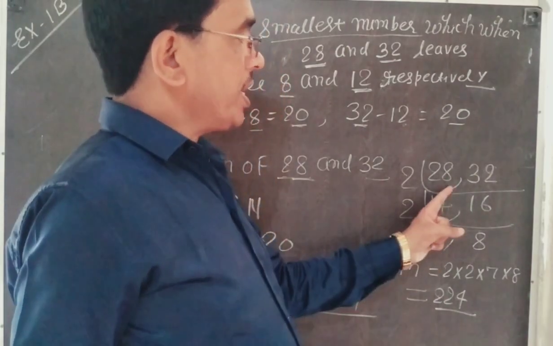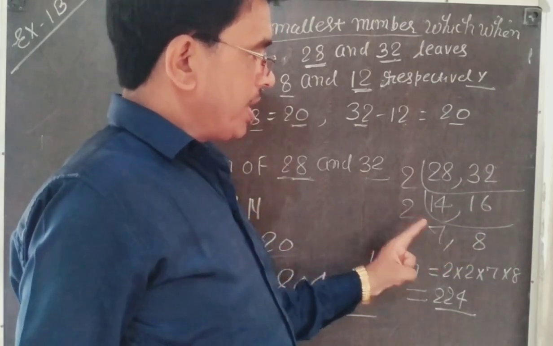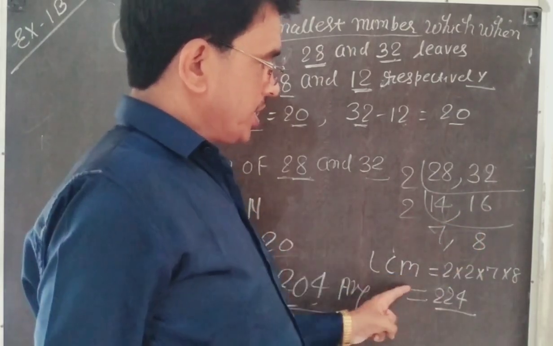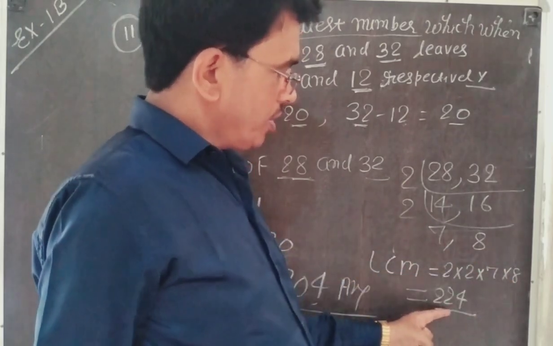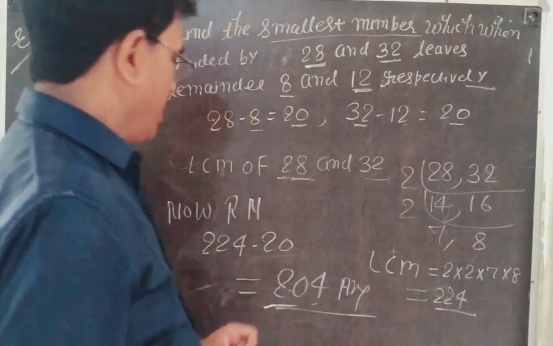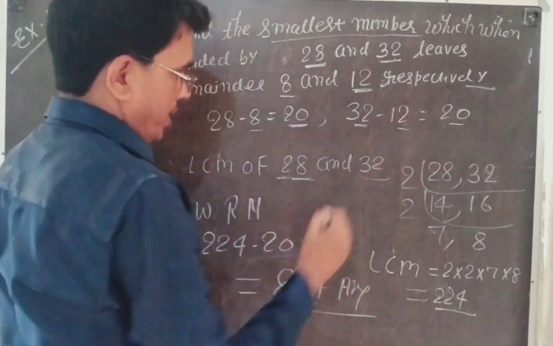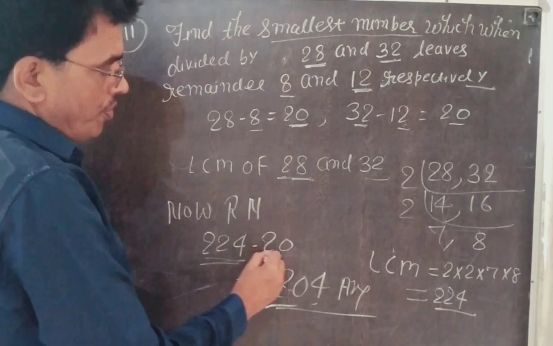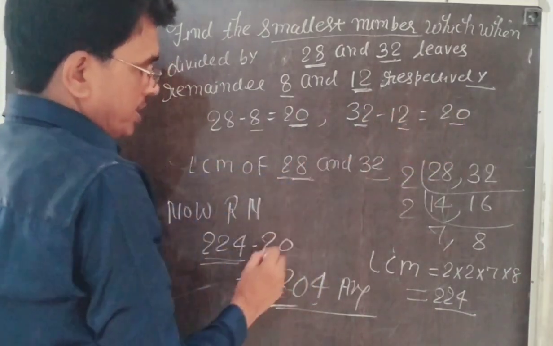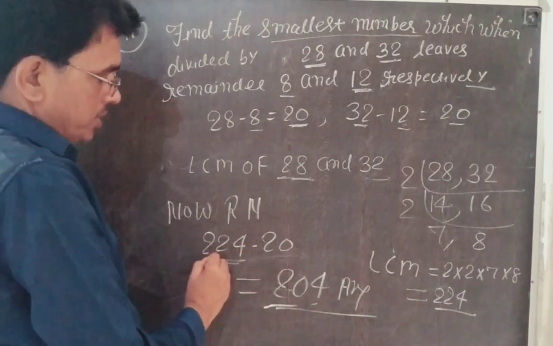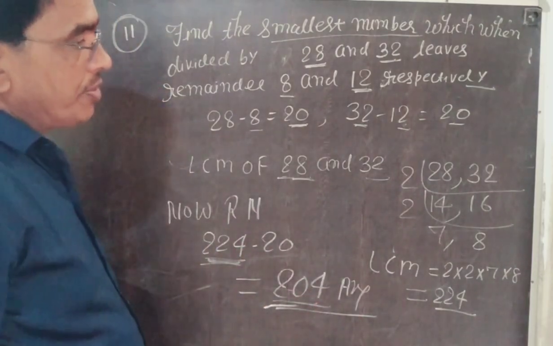So here 28 and 32 divided by 2, then 14 and 16. Again divided by 2, then 7 and 8. So LCM is 2 into 2 into 7 into 8, that is 224. And the difference between the number and the remainder is 20. So from this 224, you subtract the equal difference from the LCM. So it is 224 minus 20, then we get 204.